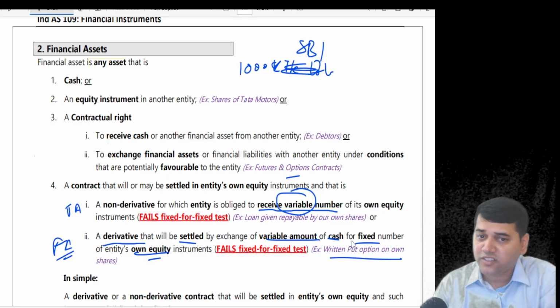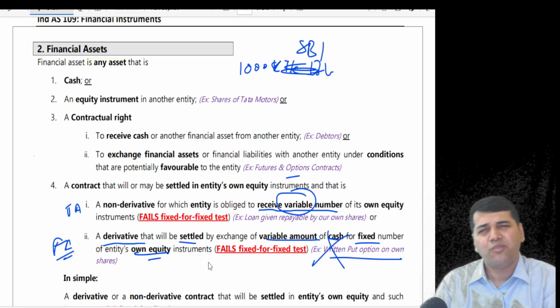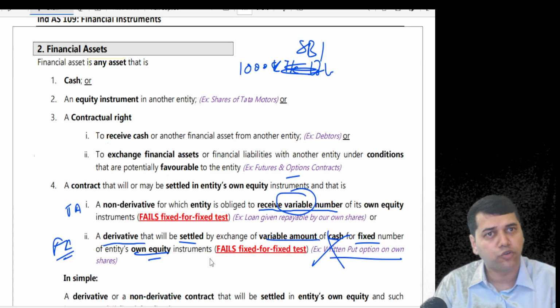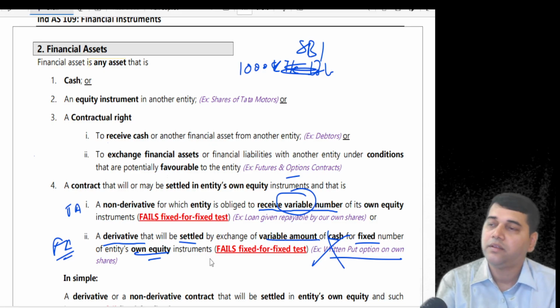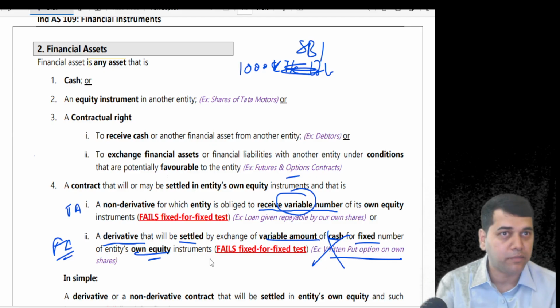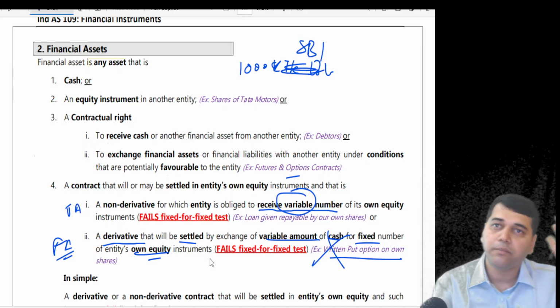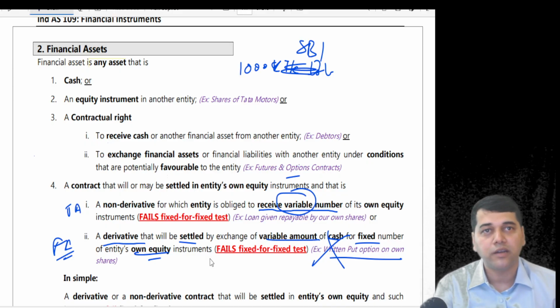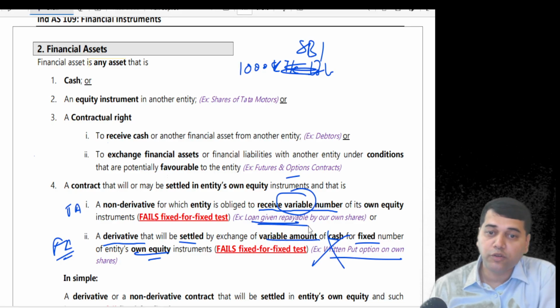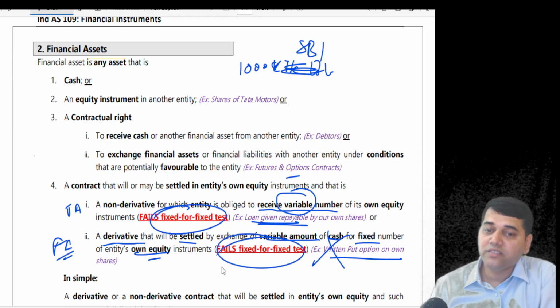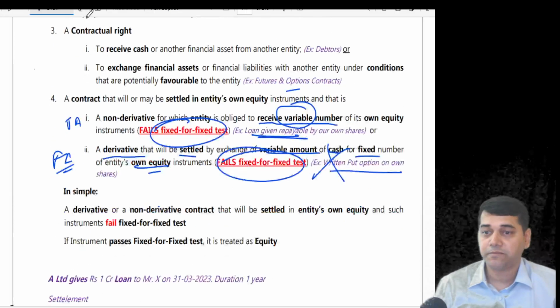We will not discuss more about this. Why? Because if I try to explain, I have to spend 15-20 minutes to make you very clear about this with examples. There is no application of this in the entire syllabus. Probably I will give you some other material, or I'll upload this on YouTube. You can understand from this. But this particular thing we will try to understand, so that you understand what this fixed for fixed test is.